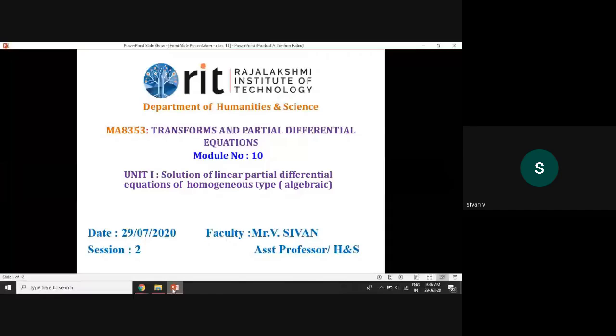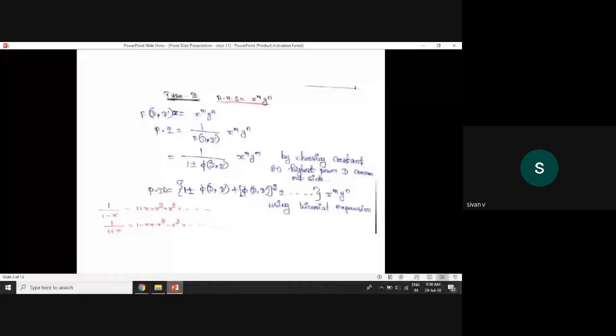So last class itself I showed this formula. The left hand side is a function of D comma D dash, and the right hand side is x power m, y power n. By the usual way, we find the complementary function. The particular integral is only a little different. This is the way to get the particular integral: 1 by f of D comma D dash into x power m, y power n. All the time you have to choose the highest power of D and take it common outside. Otherwise, the second way, the highest power of D dash can also be taken common outside.